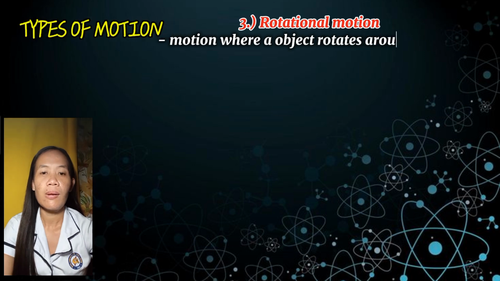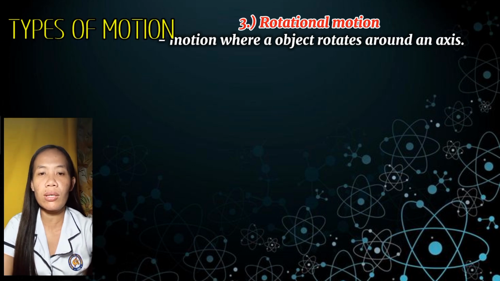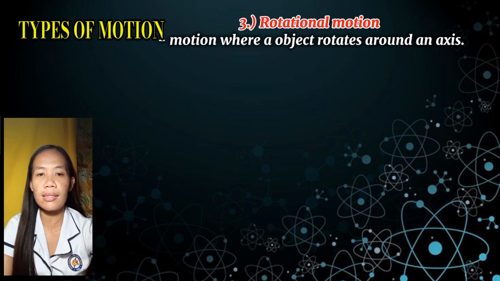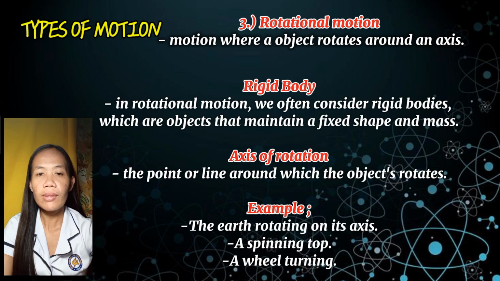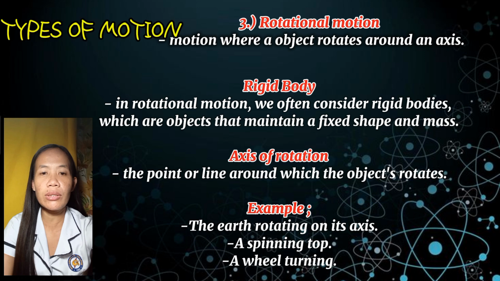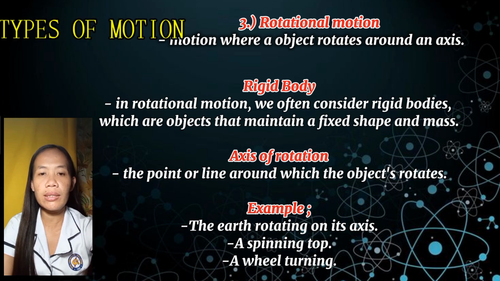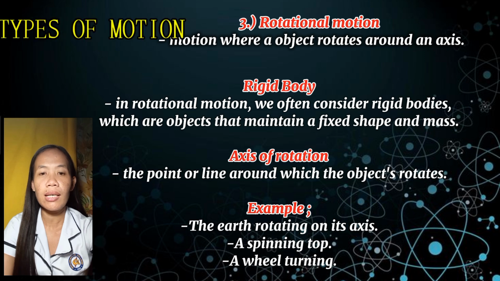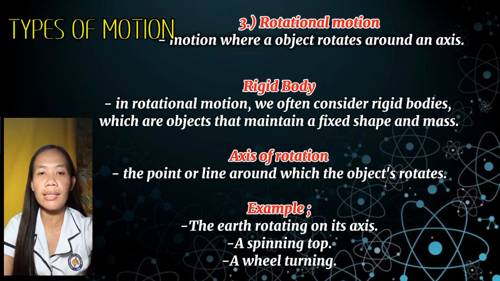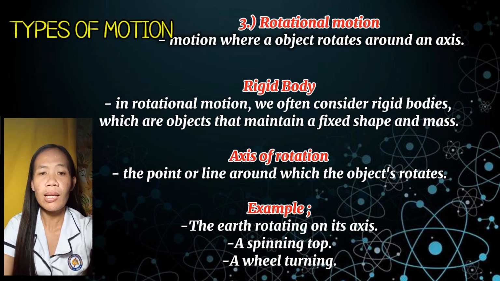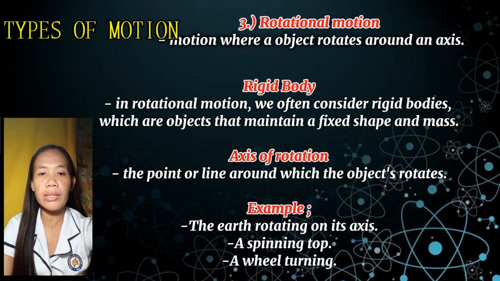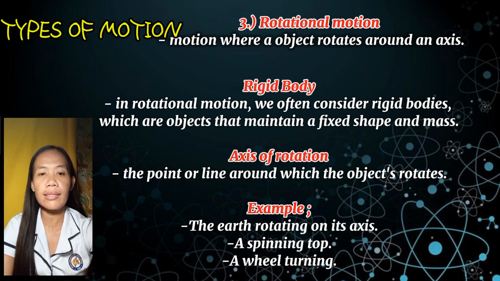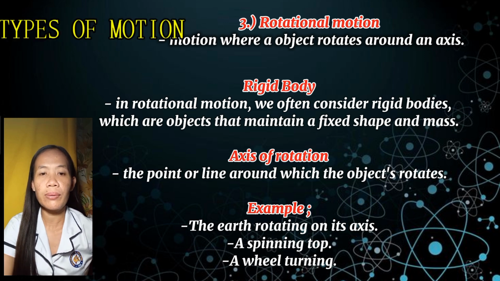Number 3, rotational motion. This is motion where an object rotates around an axis. First is the rigid body. In rotational motion, we often consider rigid bodies, which are objects that maintain a fixed shape and mass. The second is the axis of rotation, the point or line around which the object rotates. Examples are the earth rotating on its axis, a spinning top, and a wheel turning.